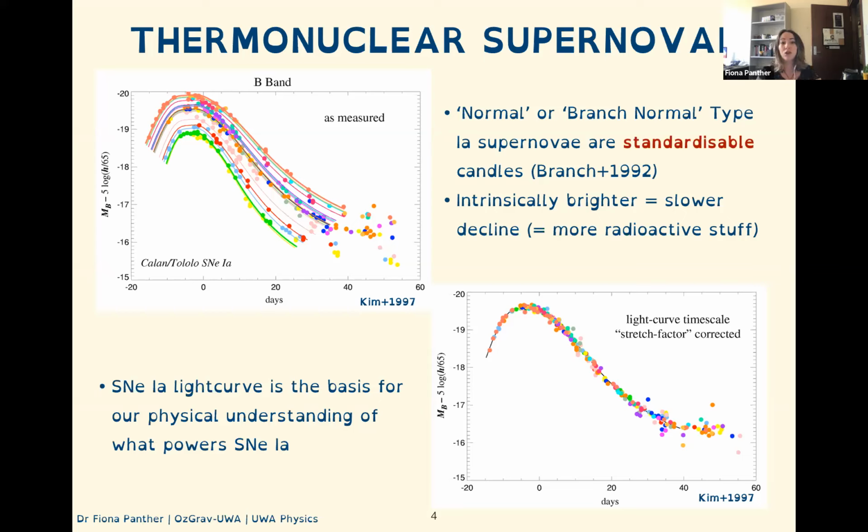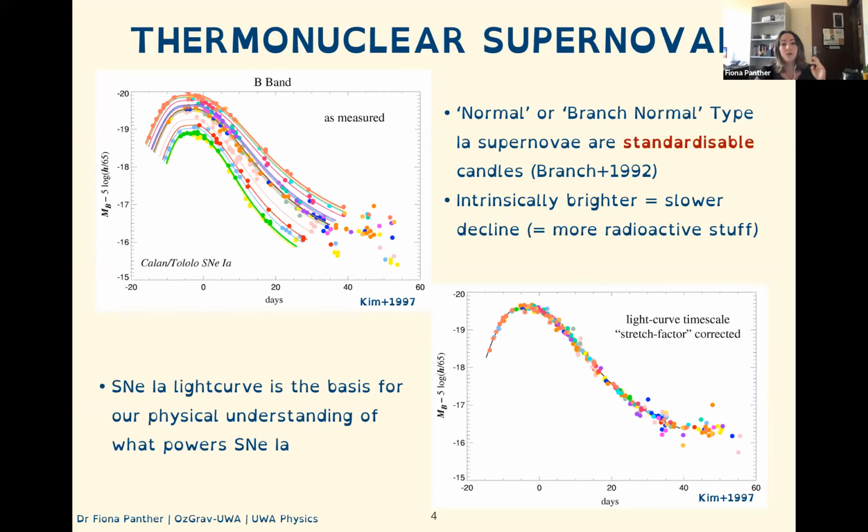And so if you can correct these light curves for this stretch luminosity relation, and then you can actually get this standardized. You can then use them as standard candles. So they're standardizable candles. But this is only true for normal type 1a supernovae. Lots of supernovae that are thermonuclear will deviate from this rule.